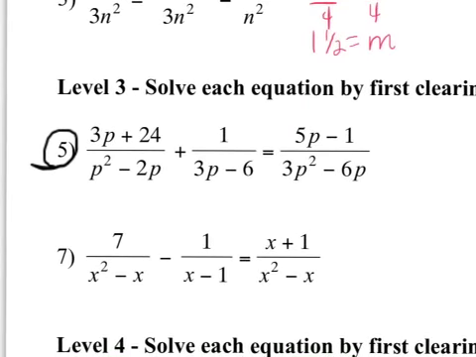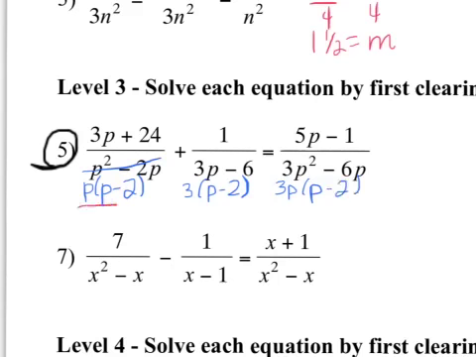Coming over here to question 5, the first thing I want to do is put all of the denominators into factored form to make it easiest. So instead of this, I'm going to pull out a p, and it would be p minus 2 in parentheses. This one I'll pull out a 3, and it'd be p minus 2 in parentheses. This one I'll pull out a 3p, and I'll pull out a p minus 2 in parentheses. So if I'm looking at all of these, my common denominator is going to be this one over here. This one has the most parts.